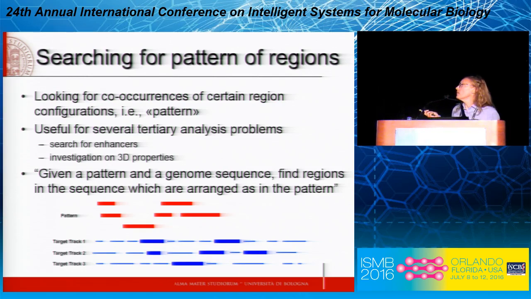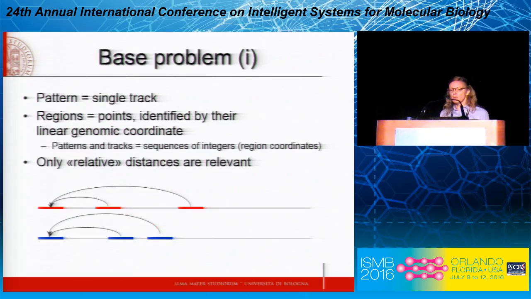This is a very important problem from the biological point of view, but it is also such a complex computational task, not currently supported. So we try to tackle this complex problem, which belongs to the class of quadratic assignment problems, in order to shape it in a tractable way, as I will show you. We start with the base problem, where patterns are defined on a single track and regions are modeled as points that represent the linear genomic coordinate. So we work with patterns and tracks as sequences of integers.